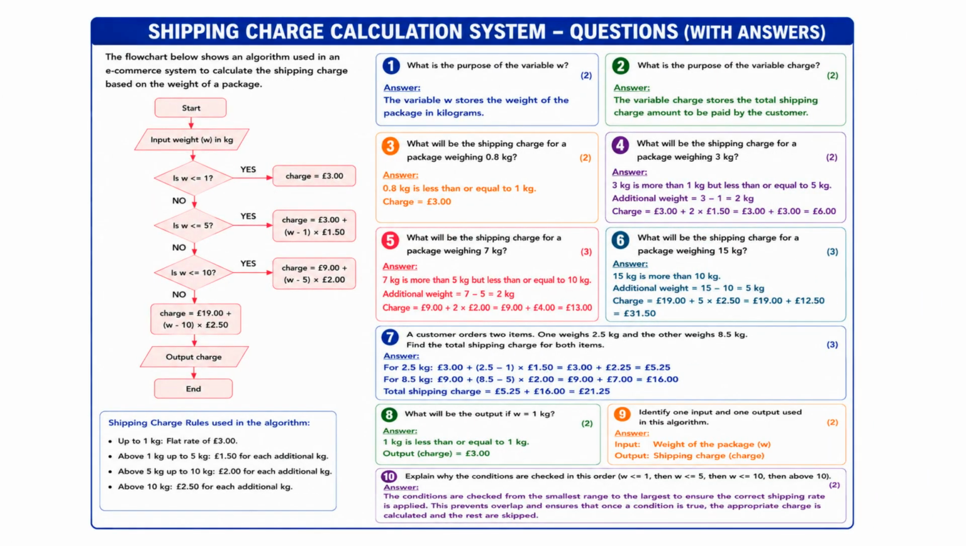This question is testing our understanding of selection statements in a flowchart. Now let us look at the questions and answers. Question 1 asks about the purpose of the variable W. The answer is that W stores the weight of the package in kilograms.